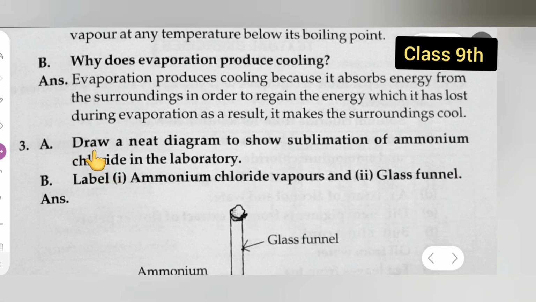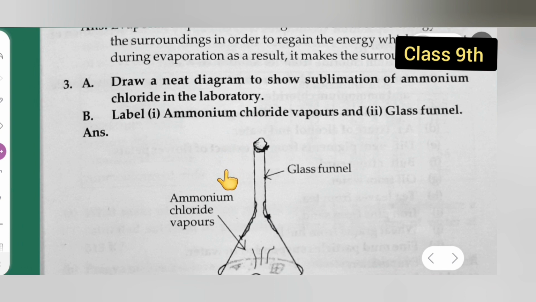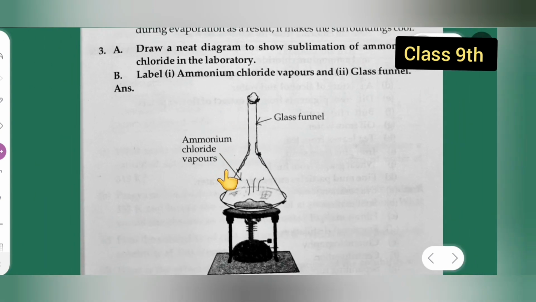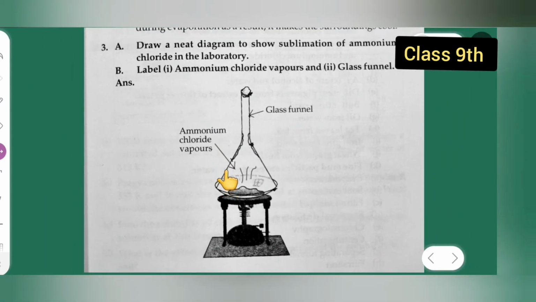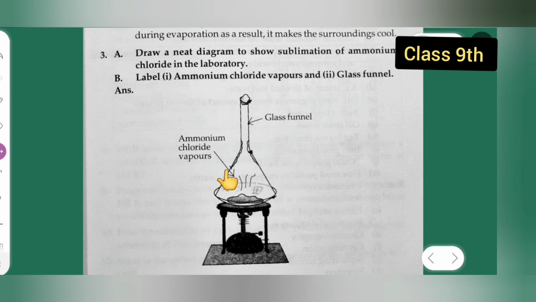Next, you are told to draw a neat diagram to show sublimation of ammonium chloride in the laboratory. So you all have to draw this diagram and show the ammonium chloride. So this is the ammonium chloride vapors and this is the glass funnel. These two things you all have to show.